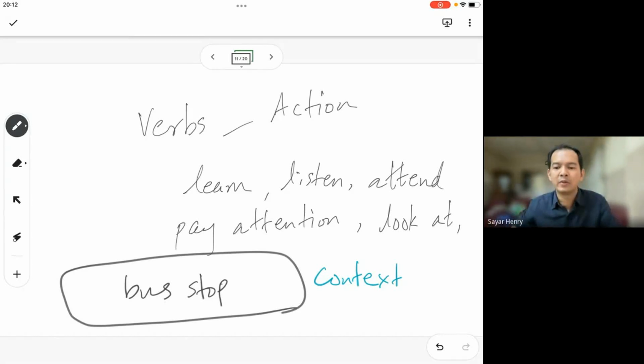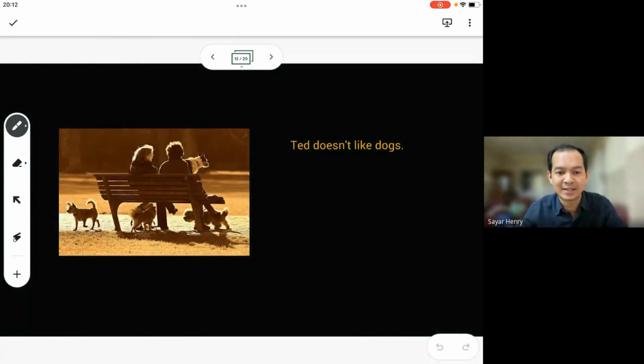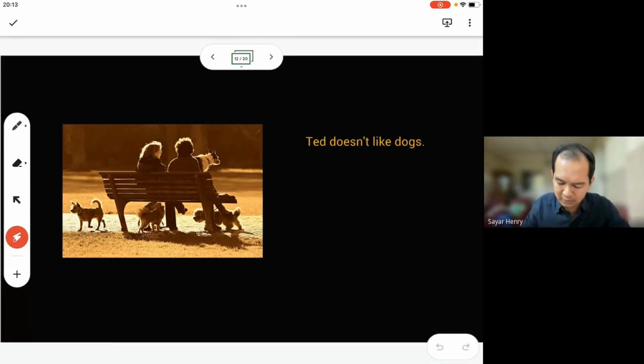All right, now that we have warmed up enough, I want you to do a different exercise. This time, we will take a look at this. This picture looks interesting. There is a bench. There are two people. One looks like a male, a man, and a woman. Okay, and then there are some dogs. How many dogs can you see?